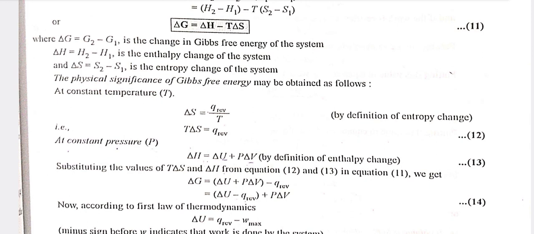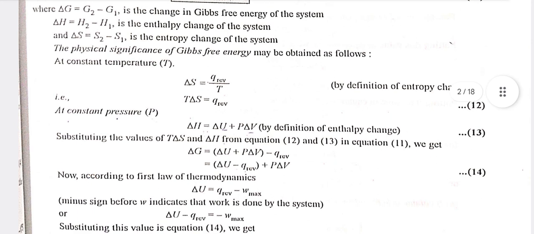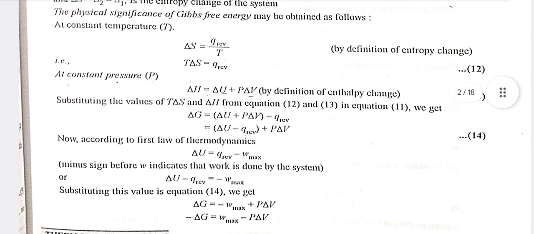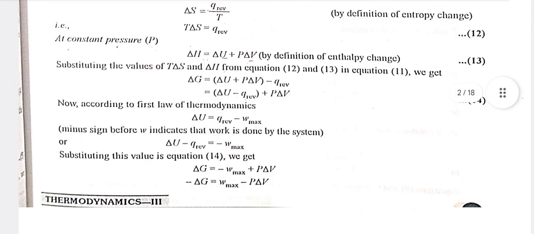The physical significance of Gibbs free energy: at constant temperature, ΔS = Q/T by definition of entropy change. TΔS = Q_rev at constant pressure. ΔH = ΔU + PΔV by definition of enthalpy change. Substituting the values of TΔS and ΔH, we get ΔG = ΔU + PΔV - Q, which is equal to ΔU - Q_rev + PΔV.